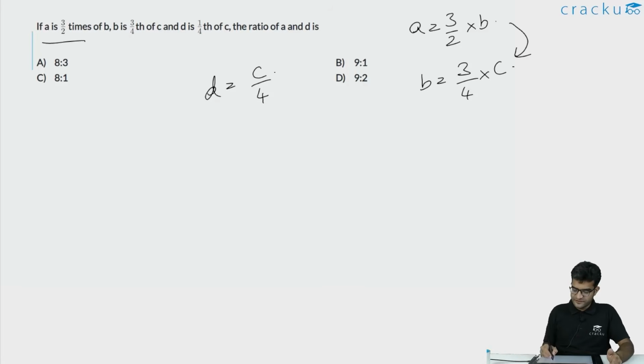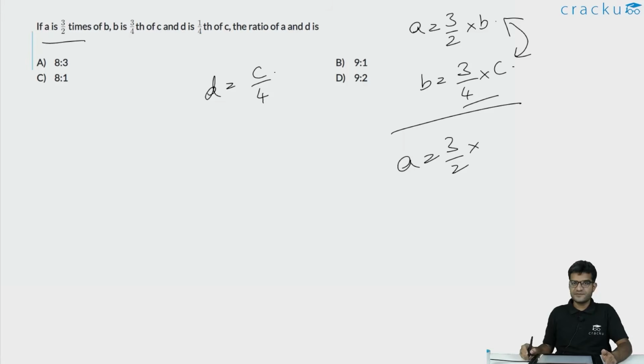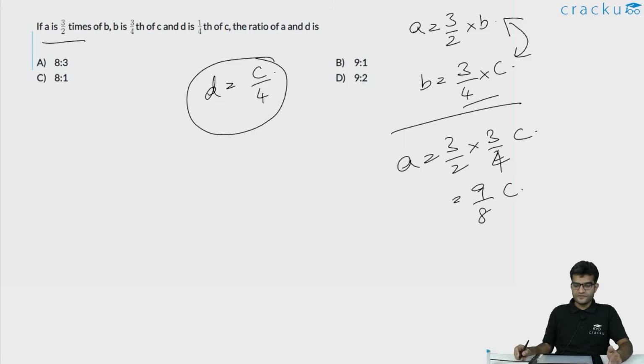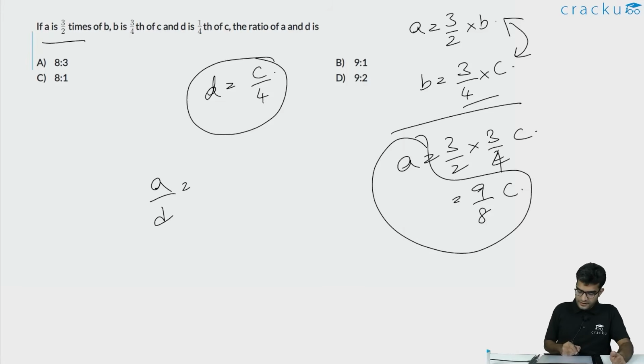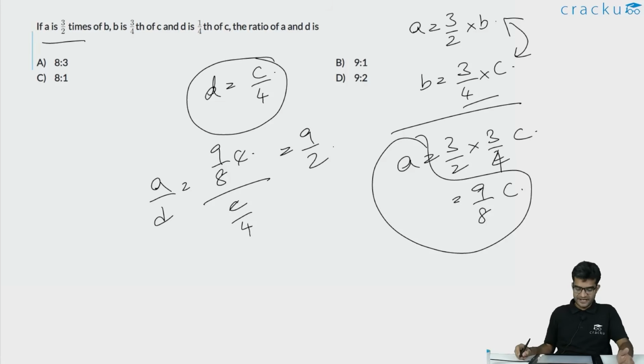So if you're looking at the first two equations, and if you're trying to express A in terms of C, A is equal to 3 by 2 times B, but B itself is 3 by 4 times C. So A is equal to 3 by 2 into 3 by 4 into C, which is equal to 9 by 8 into C, while D is equal to C by 4. So if you divide these two equations, A by D will be equal to 9 by 8 into C divided by C by 4. We can cancel C on both sides. So this is equal to 9 by 2. So the ratio between A and D is 9:2.